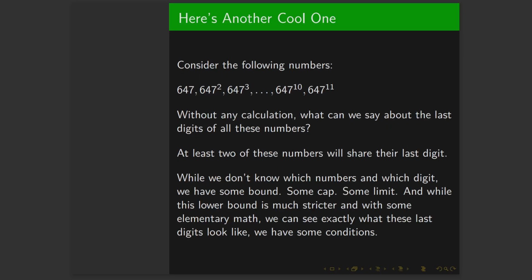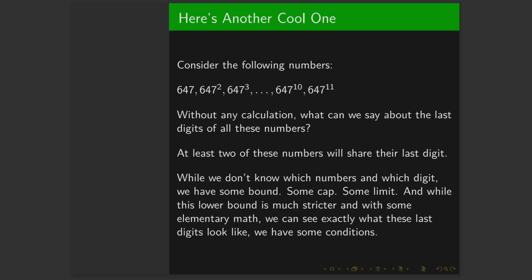And here's another cool one that I like. Consider the following numbers: 647, 647 squared, 647 cubed, all the way to 647 to the power of 11. Without any calculation, what can we say about the last digits of these numbers? Well, there are 10 possible last digits and 11 possible numbers. What that means is that at least 2 of these numbers will share their last digit. At least. This is the lowest bound we can come up with. We don't know which numbers and we don't know which digits, but we know that there is some bound.